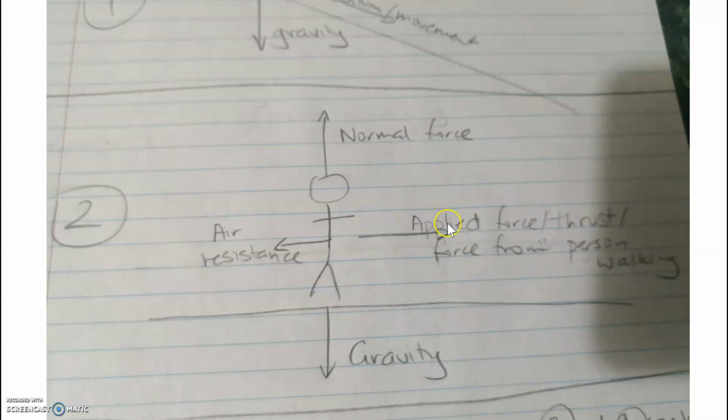Usually in science, we give extra marks if you use keywords like applied force or thrust or normal force or air resistance. Those are all words that might give you extra marks if you use them in the right place. And so the final force here is air resistance. It is smaller than the applied force, and it is working against the applied force because the person's walking forward through the air. And as he's doing that, he's hitting air particles which are trying to push him back.